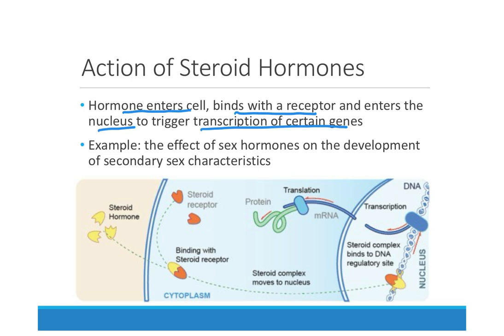For example, sex hormones, I'm sure you can imagine, think about the effect of sex hormones on the development of secondary sex characteristics. These hormones kick in puberty, and you see a lot of bodily changes, both in male and female, because of the effect on what genes are being transcribed and then translated into proteins and how it changes what's happening in the body.